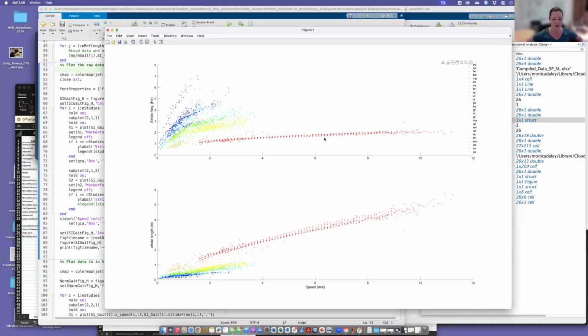What are some observations you can make about this data set? So this is where I want people to actually get a little bit more interactive because I've been talking too much. What observations do you make about the data if we're comparing across species here? So we have stride frequency and stride length against speed for something like 21 different species.